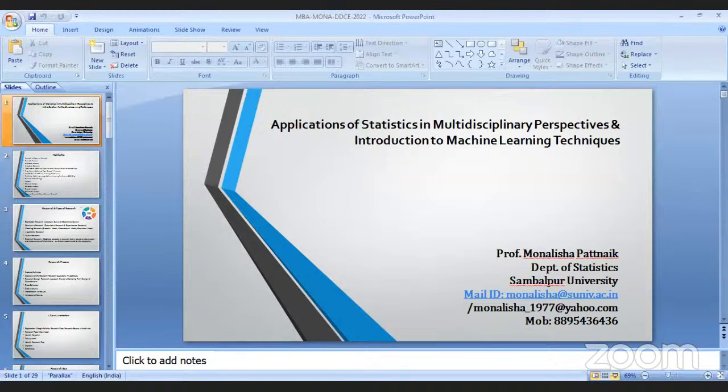Ma'am, the PPT is showing, but it is not in PPT mode. Please click the PPT mode. Your screen size is showing less. Check the right button. I have maximized that one. No, ma'am, just click the PPT mode option, where it is written. Ma'am, go to the right button.